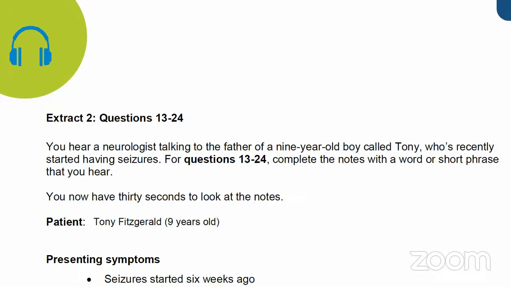So, Mr. Fitzgerald, I understand that Tony's 9 and his seizures started about 6 weeks ago? Yeah, that's right. The paediatrician was worried because Tony was experiencing what he called episodes of confusion. That's why he recommended this neurological evaluation. I see. So what happens when Tony has a seizure? I suppose the first thing we notice is that he gets this kind of vacant look. We didn't understand what was happening at first, why it was that he didn't seem to answer our questions, but he's since told us that he can't. It's like he loses the power of speech altogether.